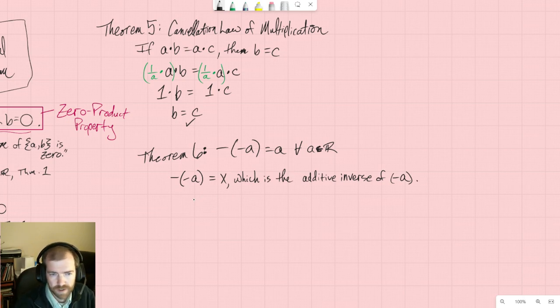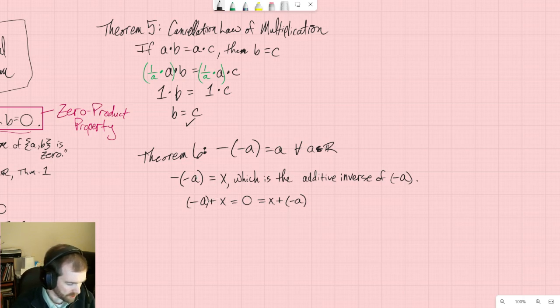Which means, because of this, negative A plus whatever our x is has to be equal to 0, which then has to be the same as x plus negative A. So negative A has to be defined by x. And in this case, we have already talked about in some of the previous stuff that negative numbers are in fact just inverses of positive numbers.